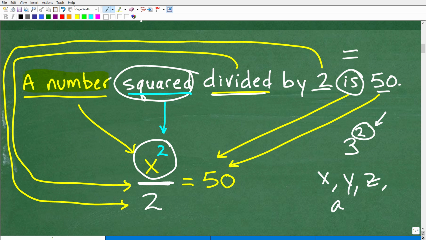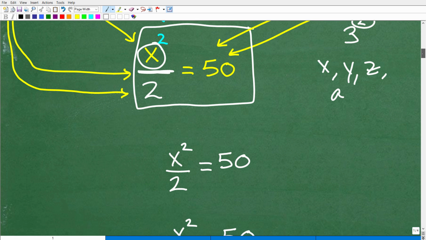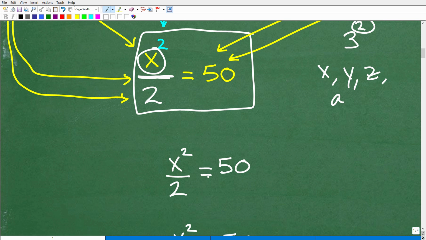All right, so now what do we have going on here? Well, we have an equation, x squared over 2 is equal to 50. And if I can solve for x, well, x is the number, okay? So I'm looking for the number that is going to be x. So I just need to find the value of x, which means I need to be able to solve this equation. The equation, again, is x squared over 2 is equal to 50. That's our number squared, divided by 2, is 50. So the key is, can you solve this particular equation?